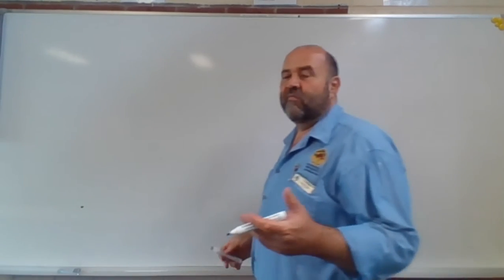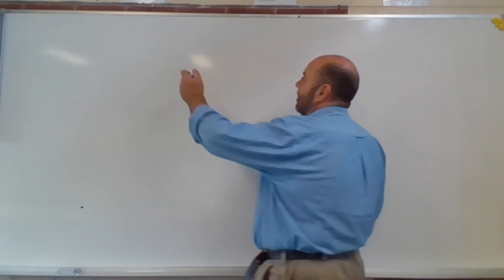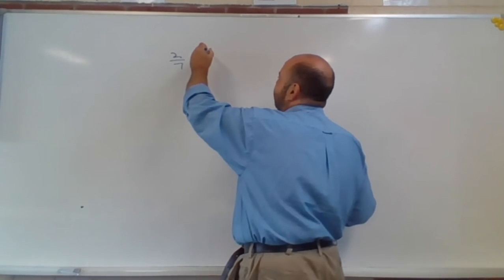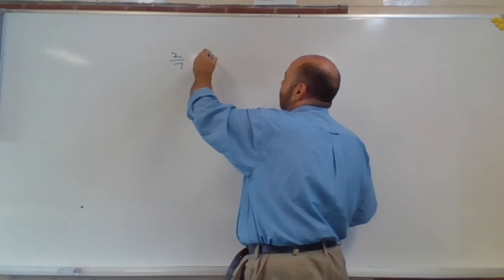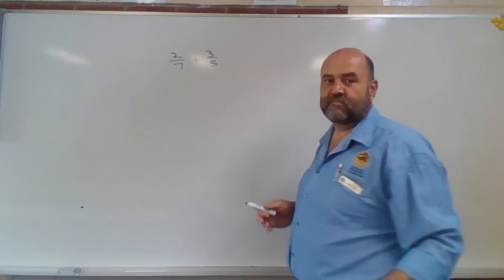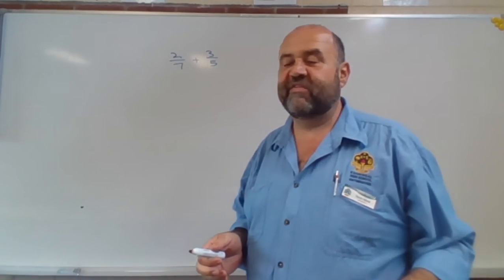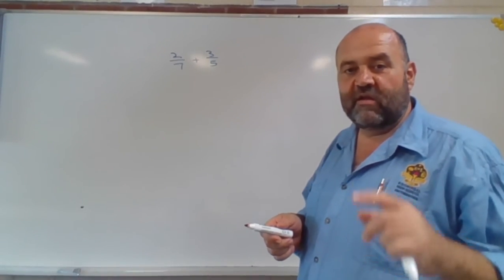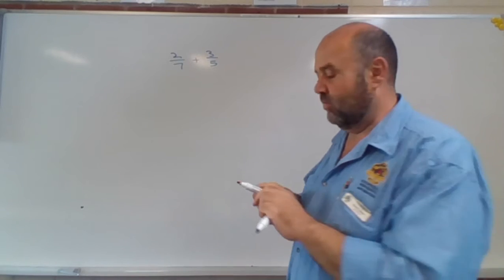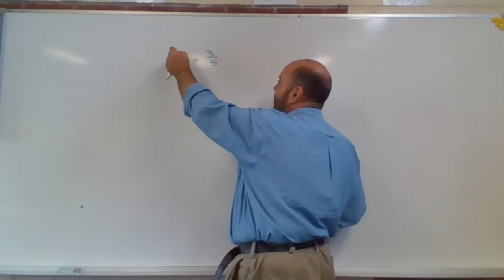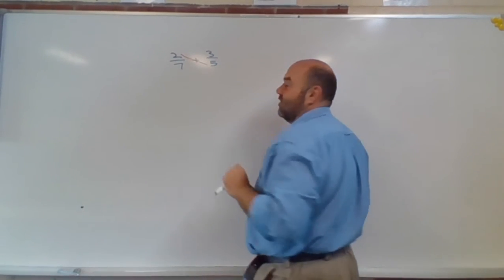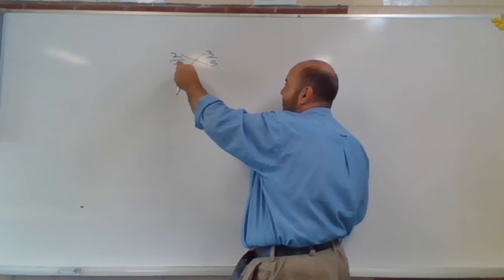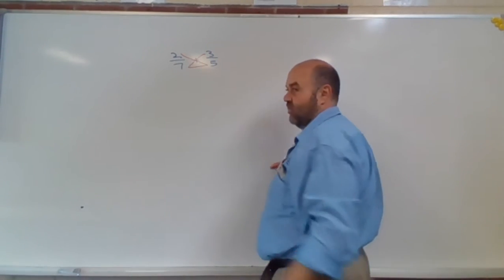So let's say I've been asked to add 2 over 7 plus 3 over 5. So what I'm going to do is draw that pattern that I just showed you on top of this problem. I'm going to start up here on the top left, go down to the bottom right, then go to the top right and go to the bottom left, and then I'm going to go across to the 5.